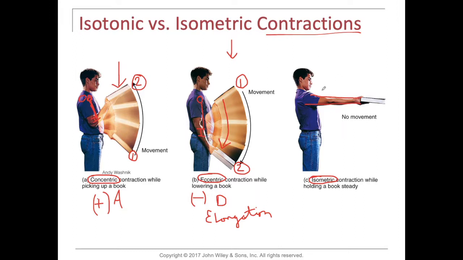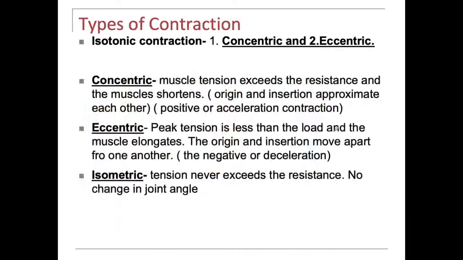However, isometric means that there's tension being generated. It's just there's no change in any of the joint angles. The shoulder stays where it is, the elbow stays where it is, the wrist and the finger stay where they are. The term isometric means same meter, same length. There's no change in the joint angle.